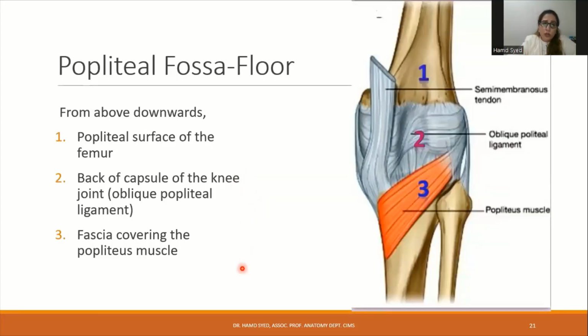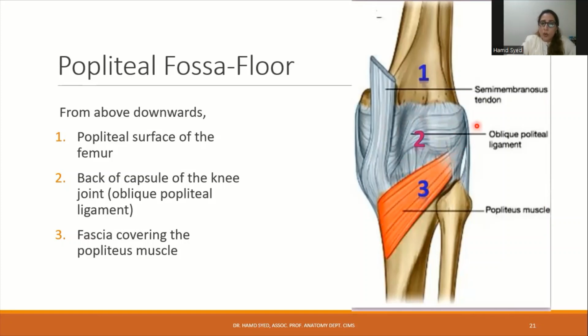What about the structures which are forming the floor of the popliteal fossa? This can be considered as the base of the popliteal fossa. We simply remember these three structures from above downwards, 1, 2, 3. Number one, the posterior aspect of the femur bone, which is in this region known as the popliteal surface of the femur. Number two is the capsule of the knee joint strengthened by the oblique popliteal ligament. And number three is the popliteus muscle.